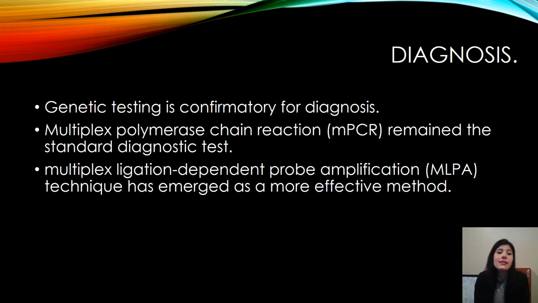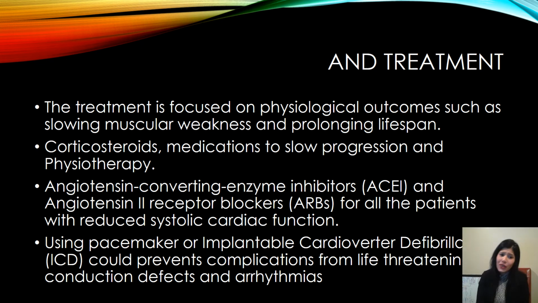The diagnosis is with genetic testing, the gold standard PCR. Multiplex ligation-dependent probe amplification is available too, and in some countries that are underdeveloped or don't have enough technology, they are still relying on histopathological diagnosis. What is the treatment? The treatment is aimed at slowing muscle weakness and prolonging lifespan.